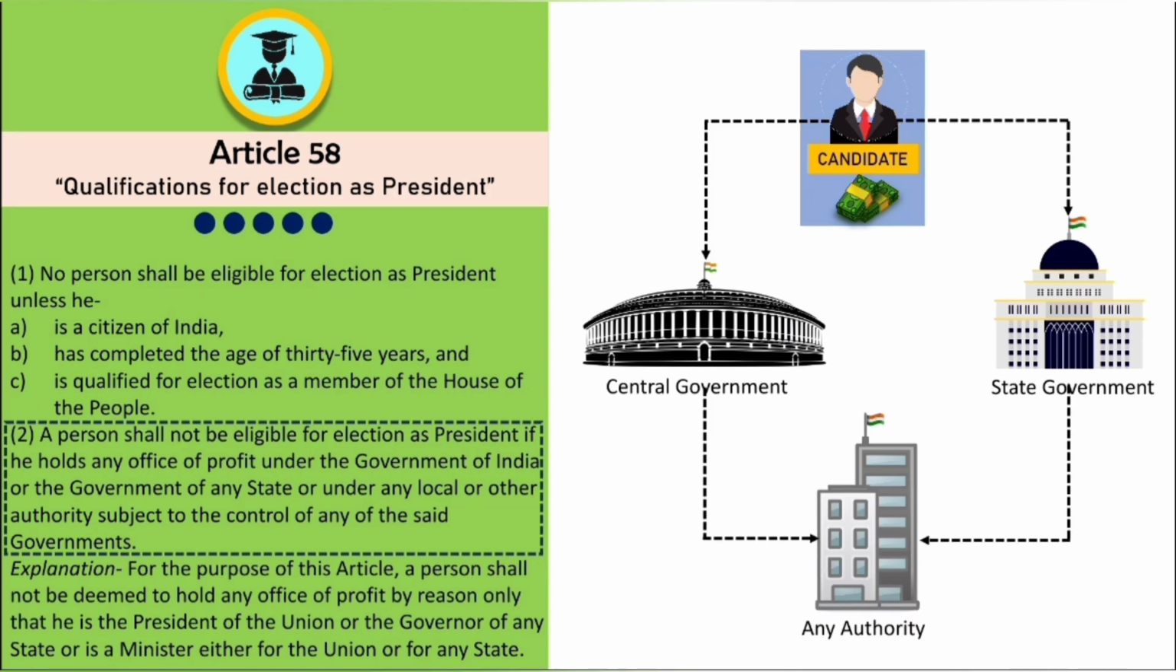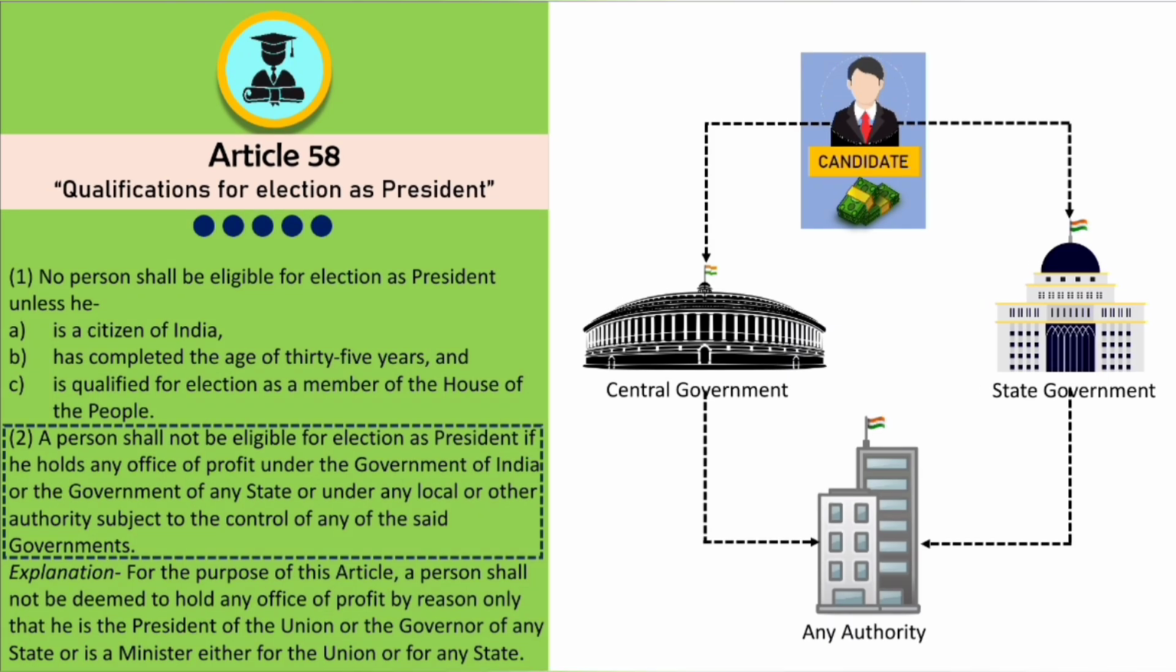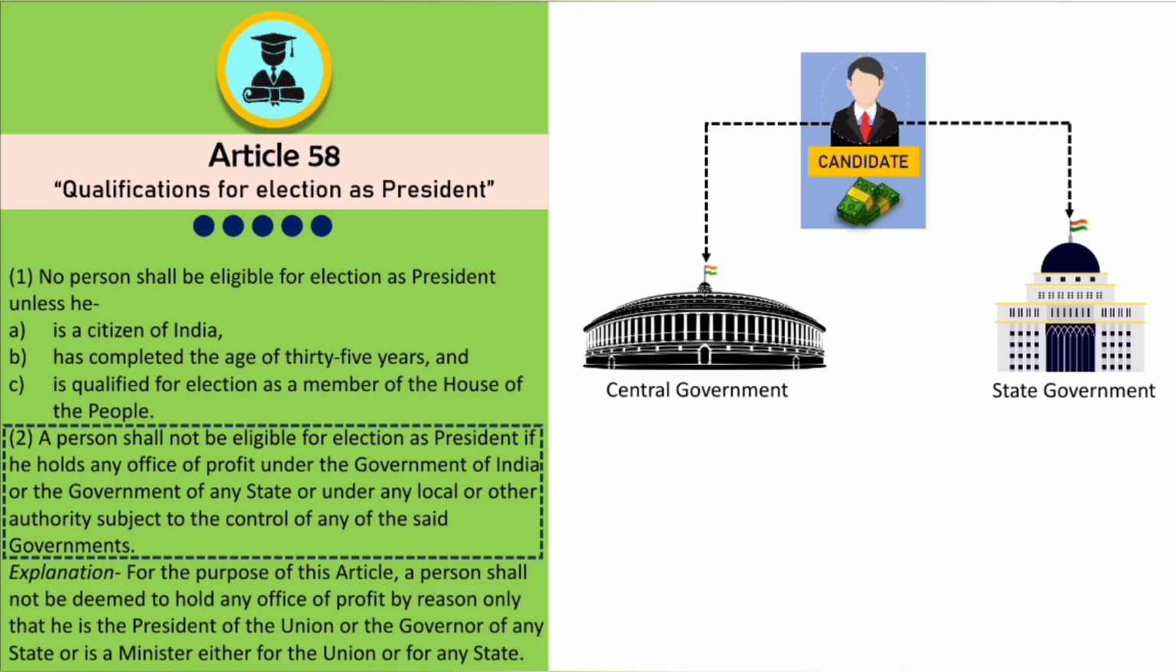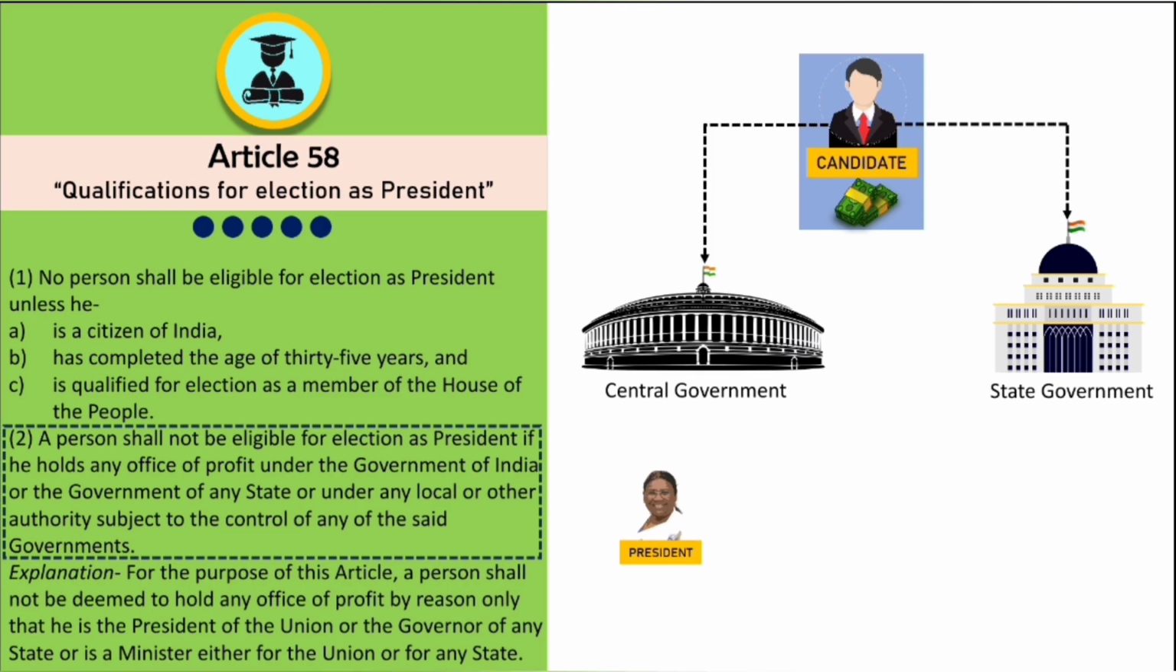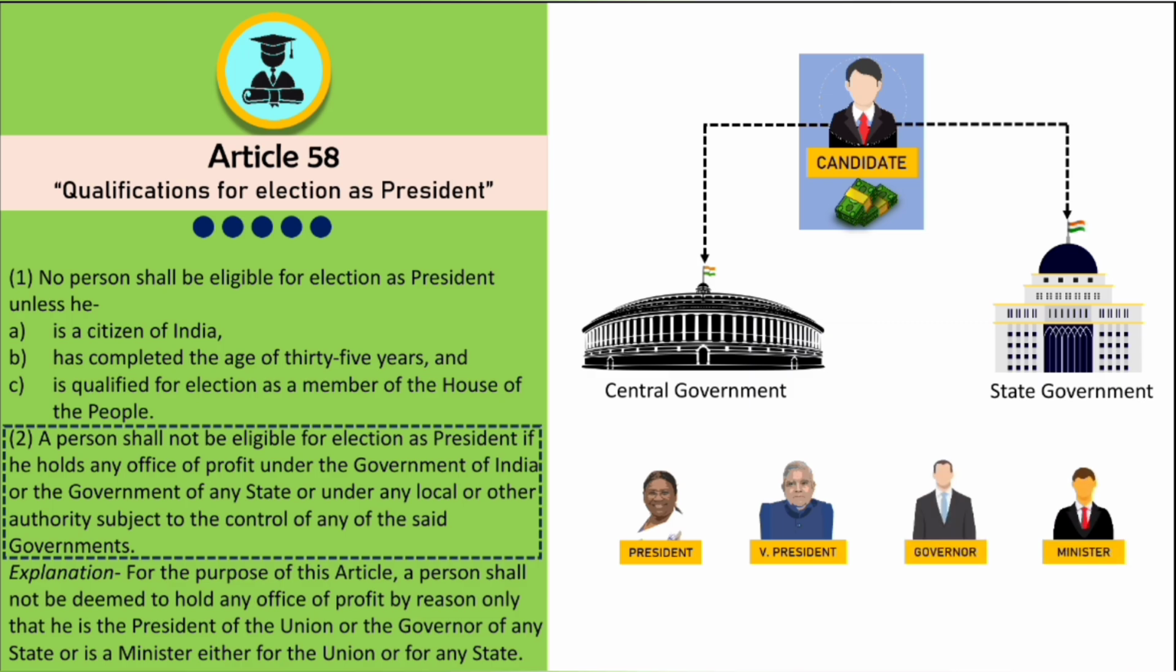Now here a small explanation is given regarding the second clause of this article. In the second clause we said that to become the president of India, the person cannot hold any office of profit, right? But according to the explanation given here, there are a few jobs under central and state government which are not considered as office of profit. Like if the person is already the President of India, he or she can be re-elected. Or the person is Vice President of India, a governor of a state, or a minister in the central or state government.